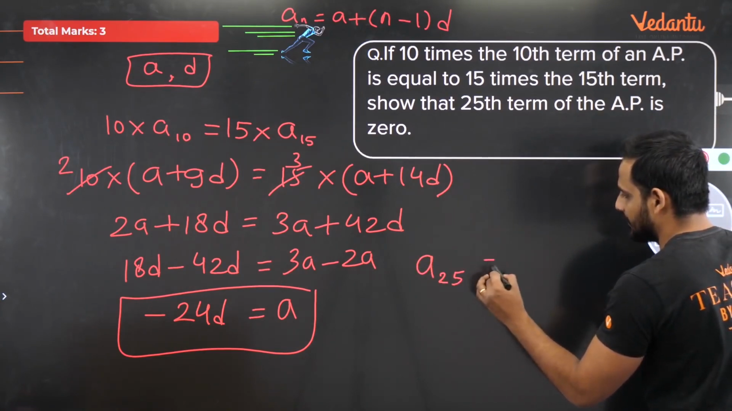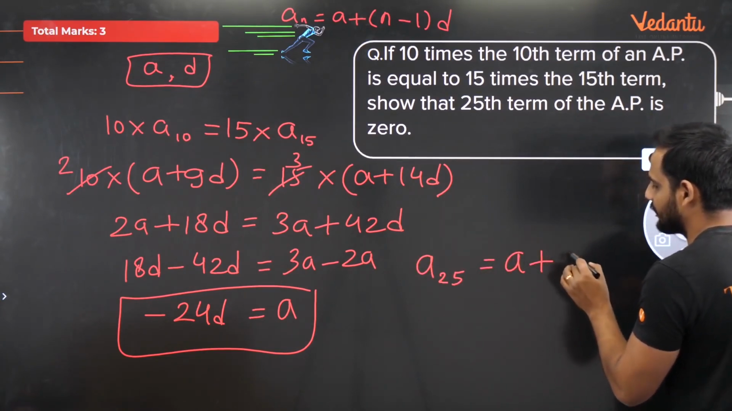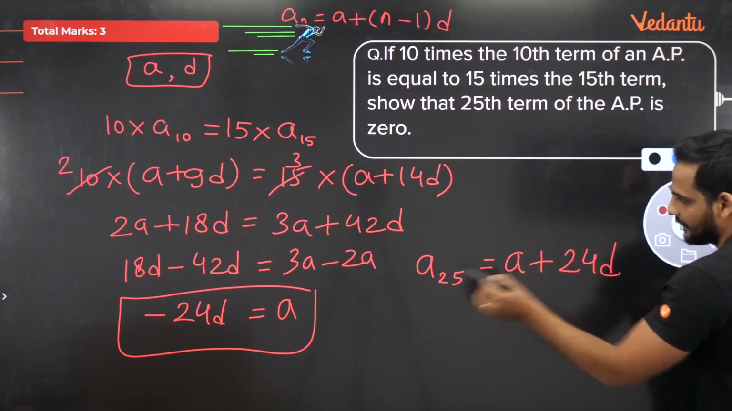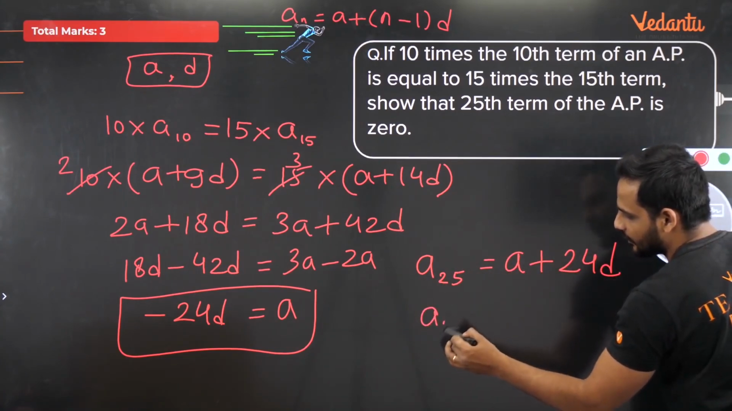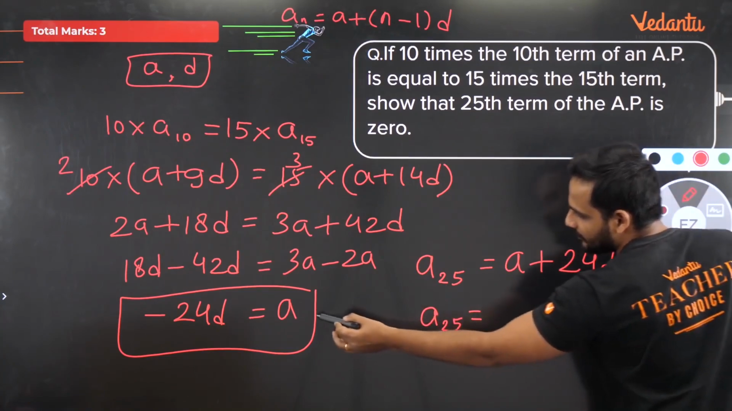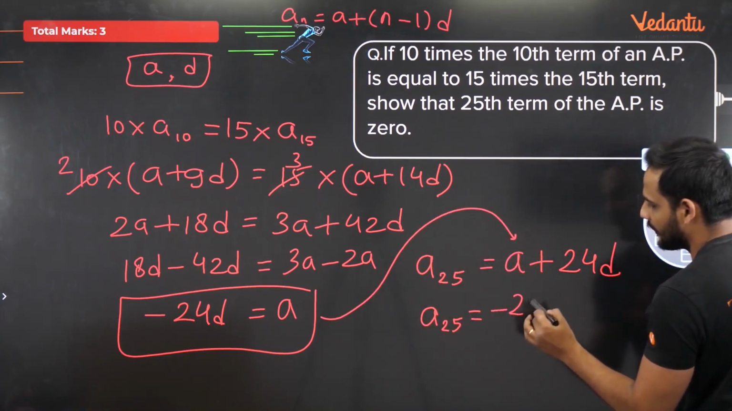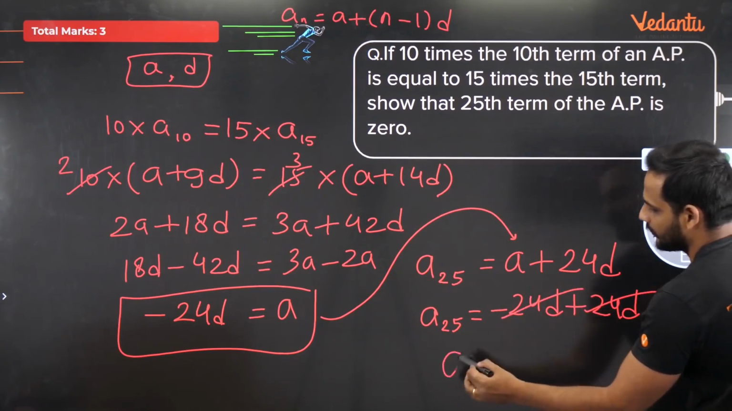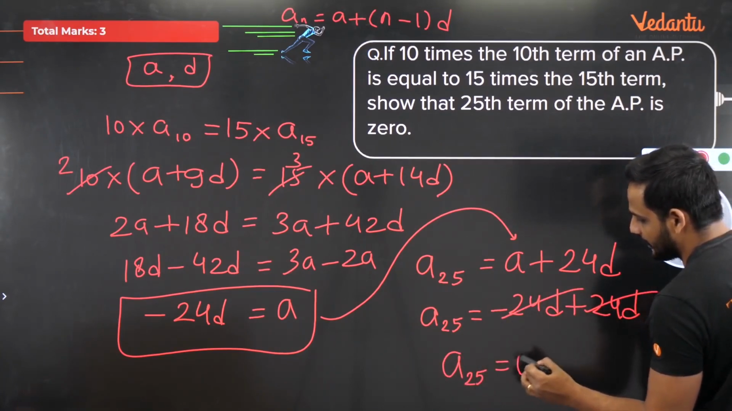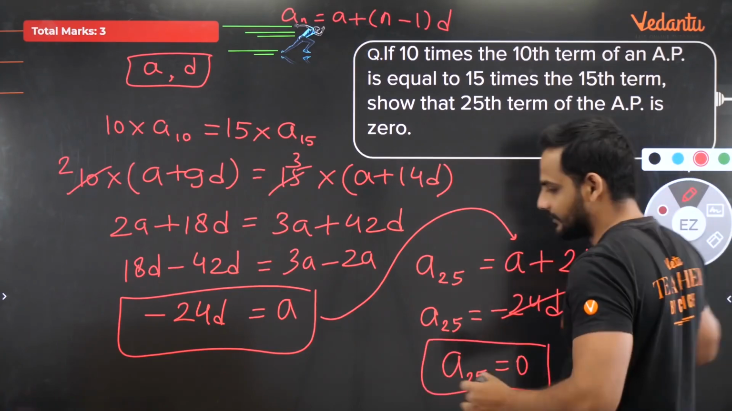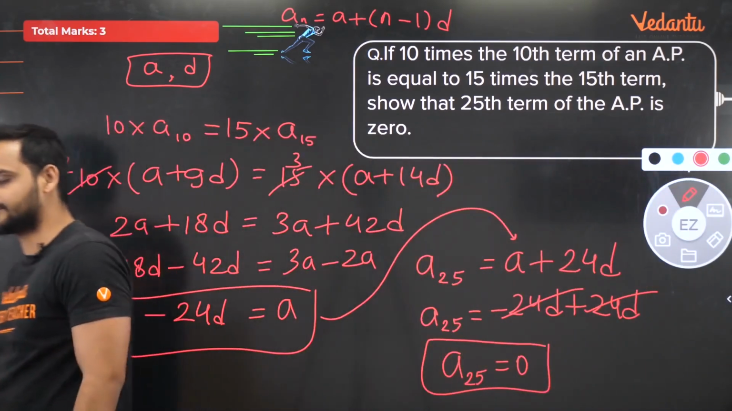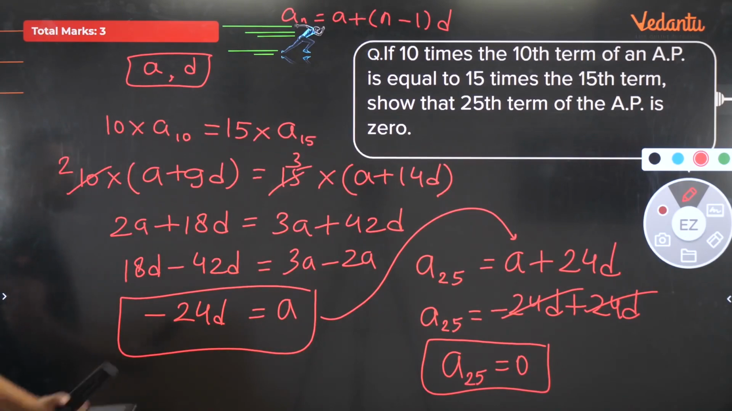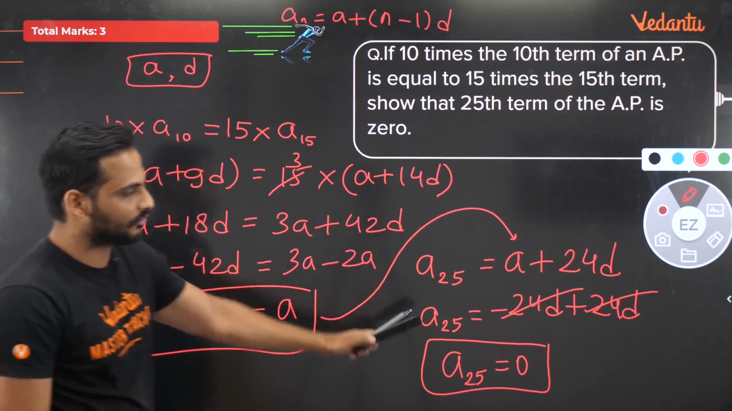The 25th term of this AP will be a plus 25 minus 1, 24d. The value of a we know can be written as minus 24d. So minus 24d plus 24d you can see will be equal to 0. So a25 will be equal to 0. So you can very well see that without even finding the actual value of a and d, we just got a relation between them and we have solved the answer.